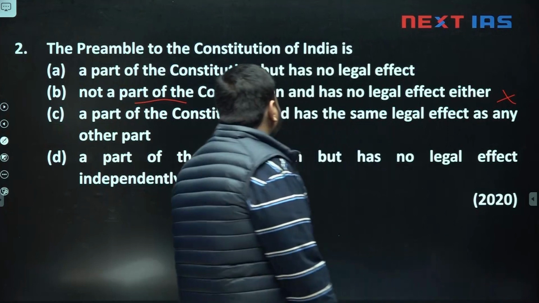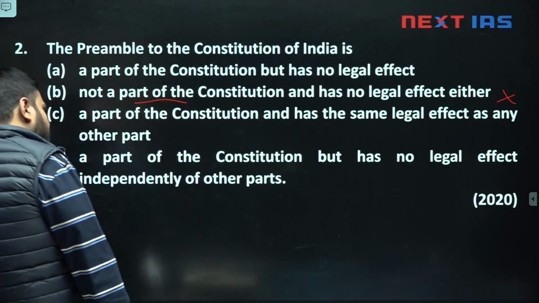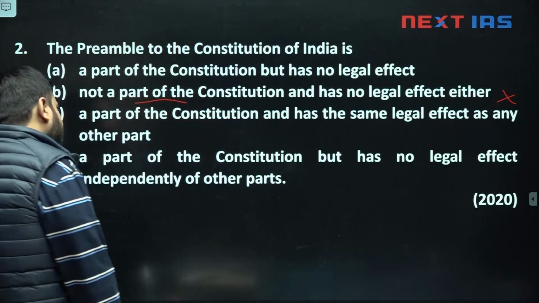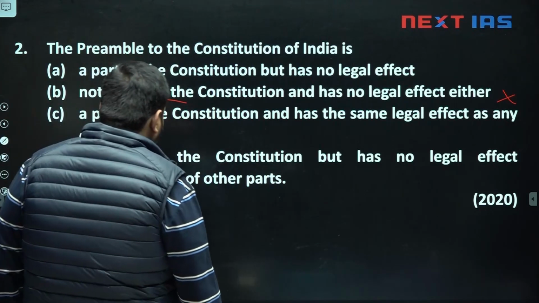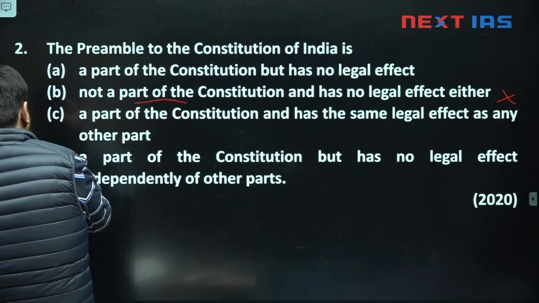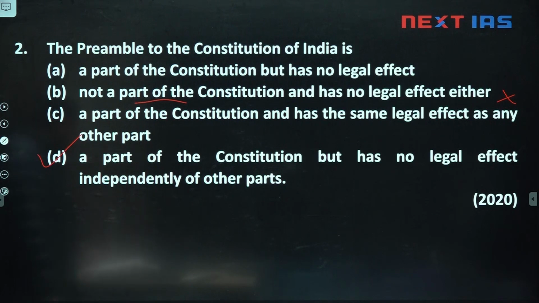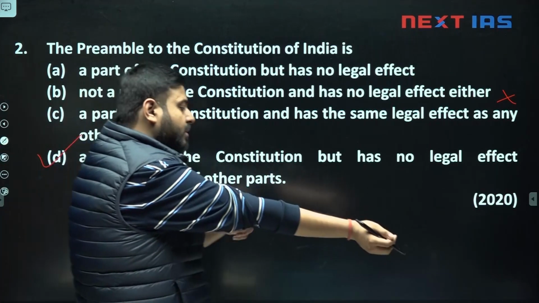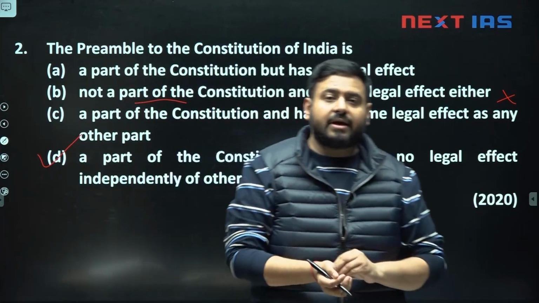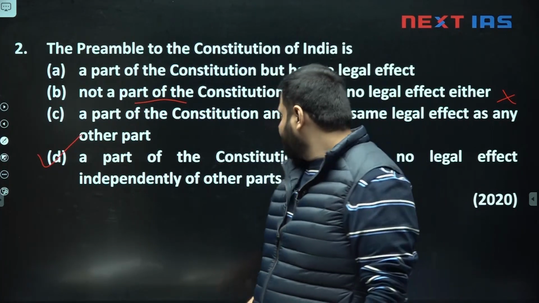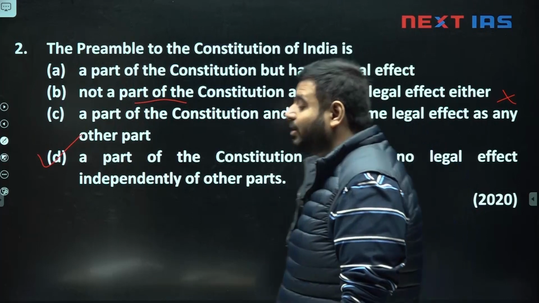It is a part of the Constitution. A part of the Constitution and has the same legal effect as any other part. A part of the Constitution but has no legal effect independently of other parts. The answer will be D. As per the Kesavananda Bharati case, the preamble is a part of the Constitution. Preamble, though, has no legal effect and it is also not a restriction. It means it has no legal effect independently of other parts.